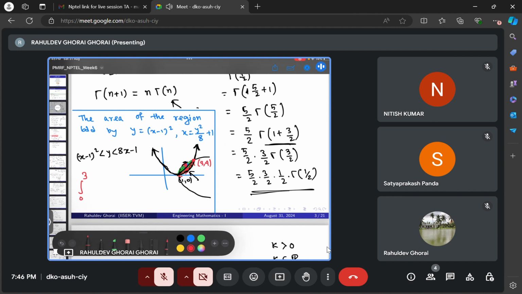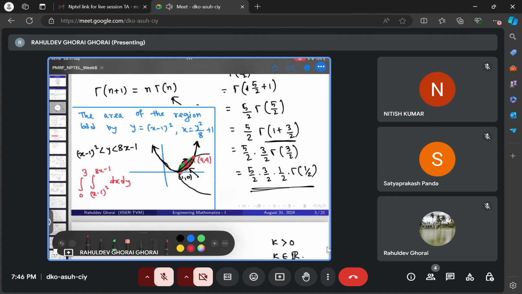So x varies from 0 to 3, and y you vary from x minus 1 whole square to 8x minus 1, then that will be the domain. And then you have to find the area. You just put 1 times dx dy. So total, this gives you 0 to 3, 0 to 3.